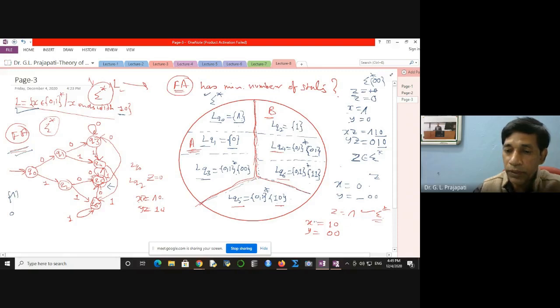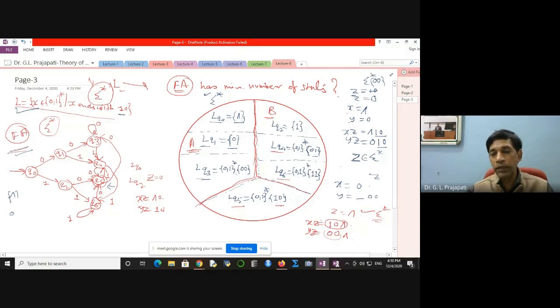So xz is this and yz is this. This ends in 10 and this is not ending in 10, meaning this is in the language and this is not in the language. So this is the condition by which you can distinguish, and the null string is sufficient to distinguish x and y. So the strings from the set LQ5 and the strings from equivalence class A can be distinguished. So this cannot go to this equivalence class, this is different.